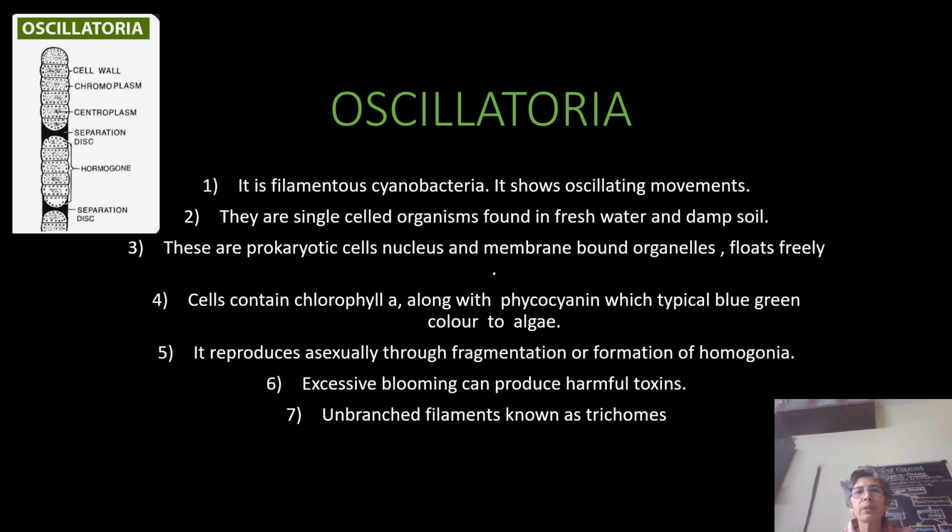It reproduces asexually through fragmentation or formation of hormogonia. Excess blooming can produce harmful toxins. Unbranched filaments are known as trichomes.